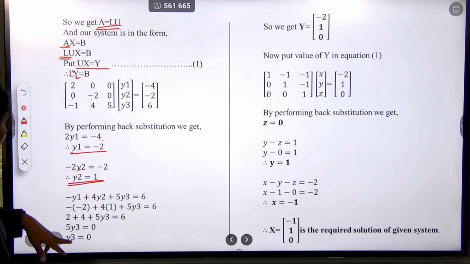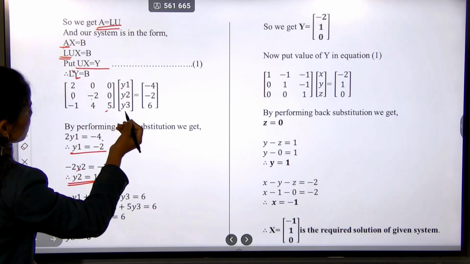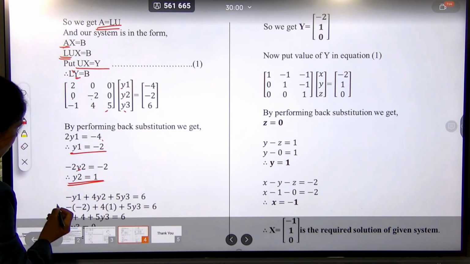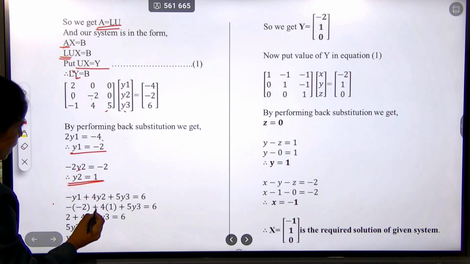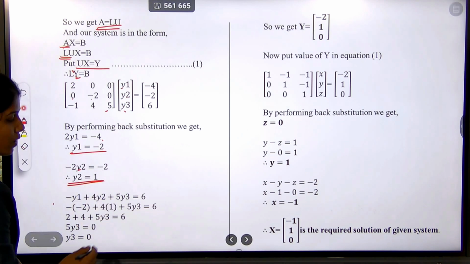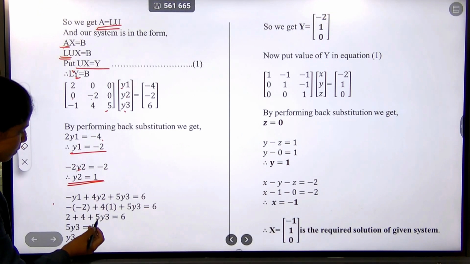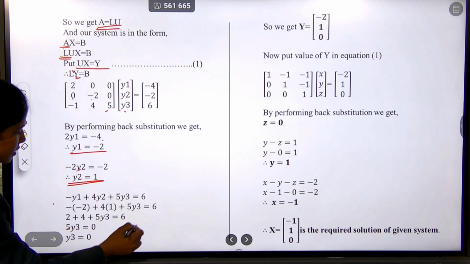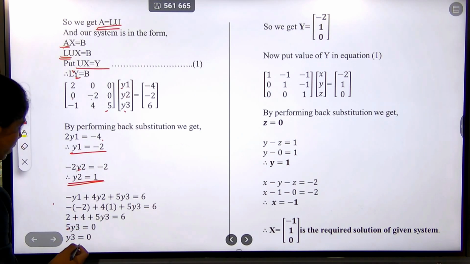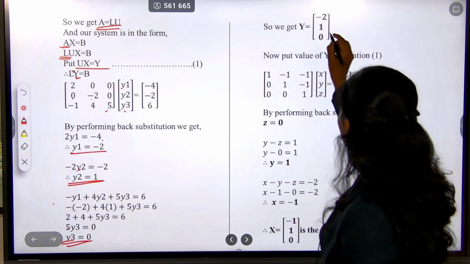And then perform substitution in the third row. So we get -y1 plus 4y2 plus 5y3 equal to 6. So put here the values of y1 and y2. So minus the value of y1, which is -2, plus 4 into the value of y2, which is 1, plus 5y3 equal to 6. So do that calculation: 2 plus 4 plus 5y3 equal to 6. So we get 5y3 equal to 6 minus 6, which is 0. So 5y3 equal to 0, therefore y3 equal to 0. So in this way we can find the value of y.